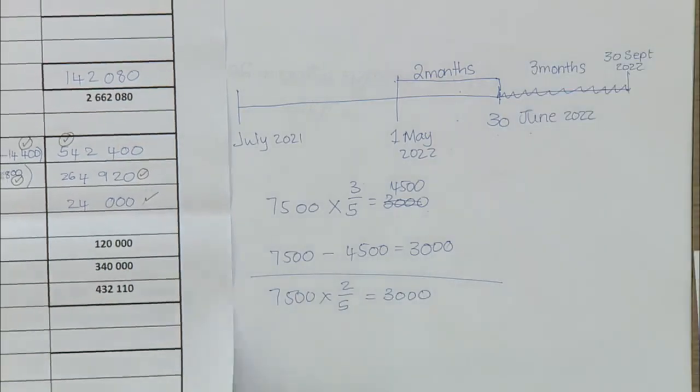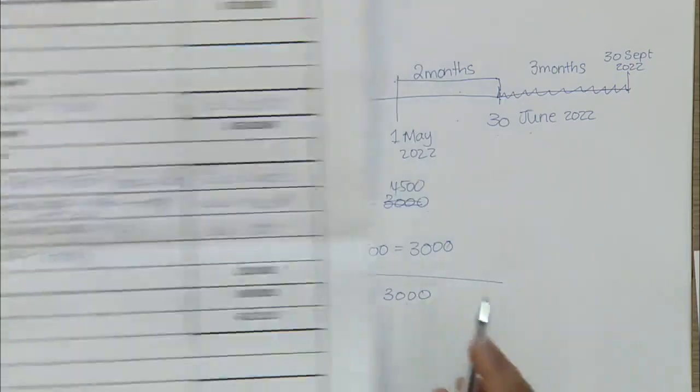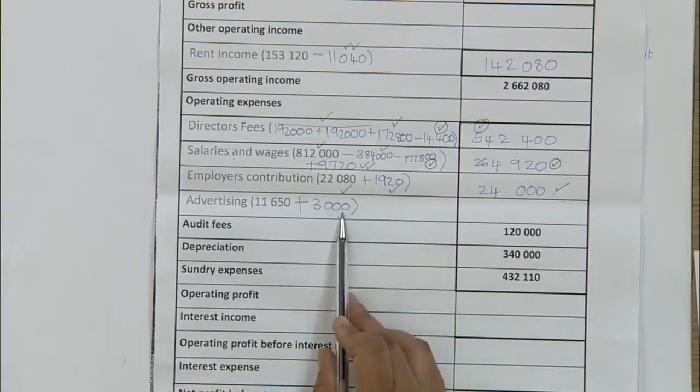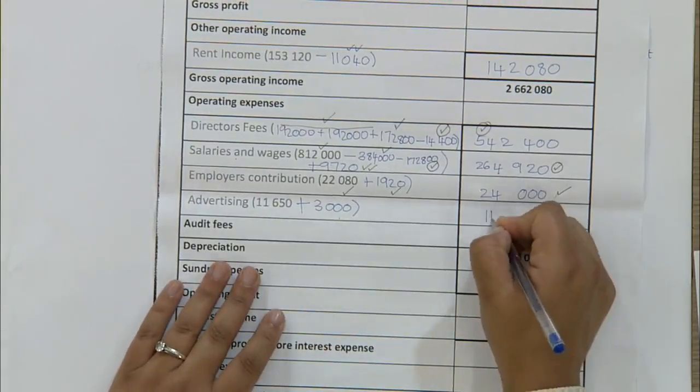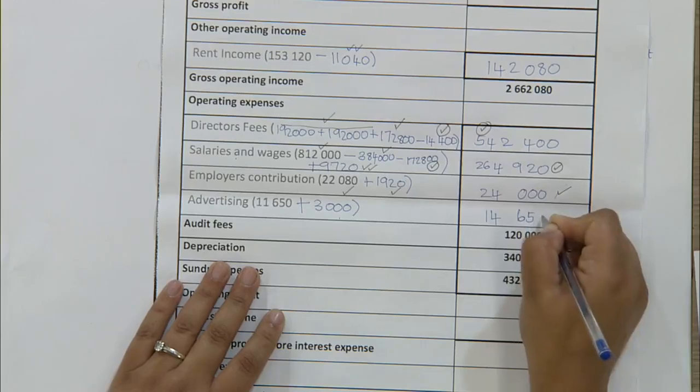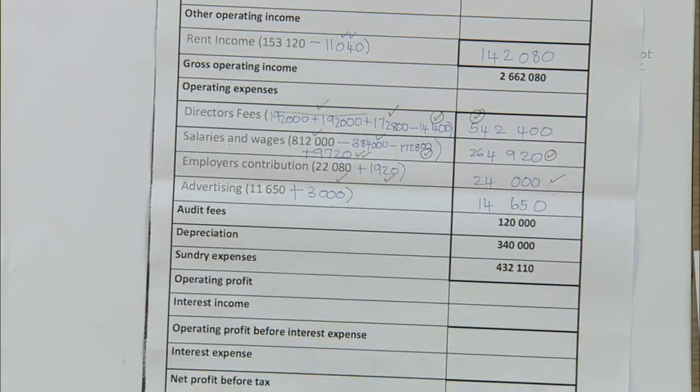Remember, it was excluded. So therefore, we've calculated our 3,000, and therefore we say plus 3,000 because we want those 2 months to be included. That amounts to 14,650. Okay, cool.